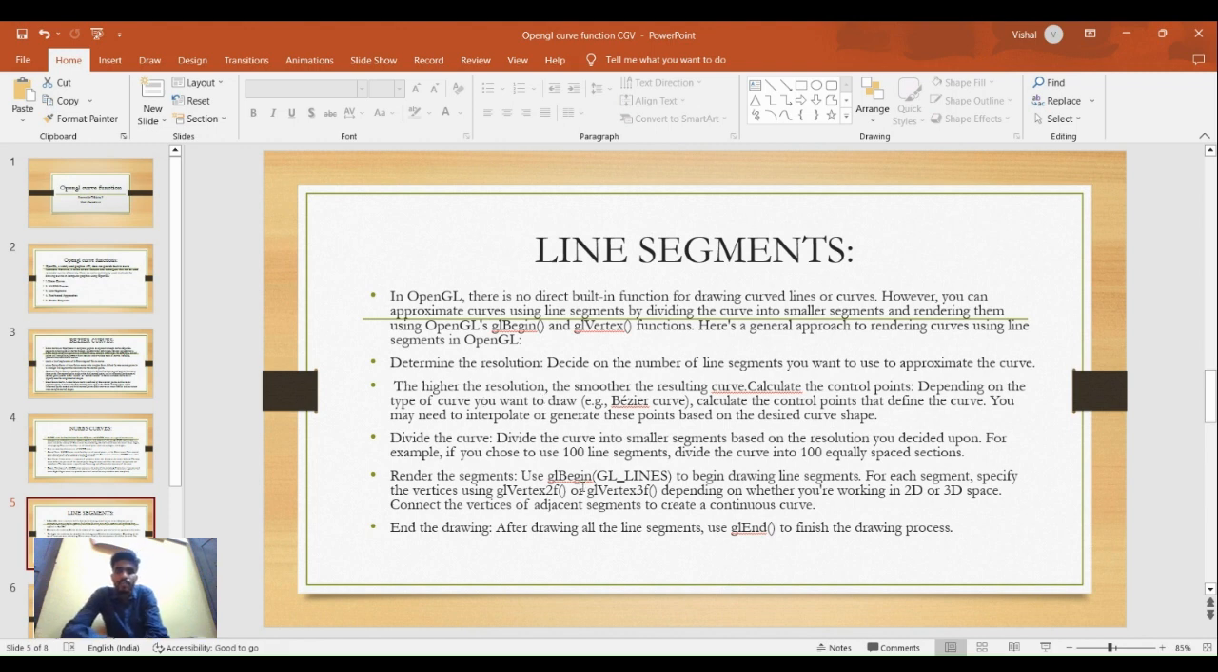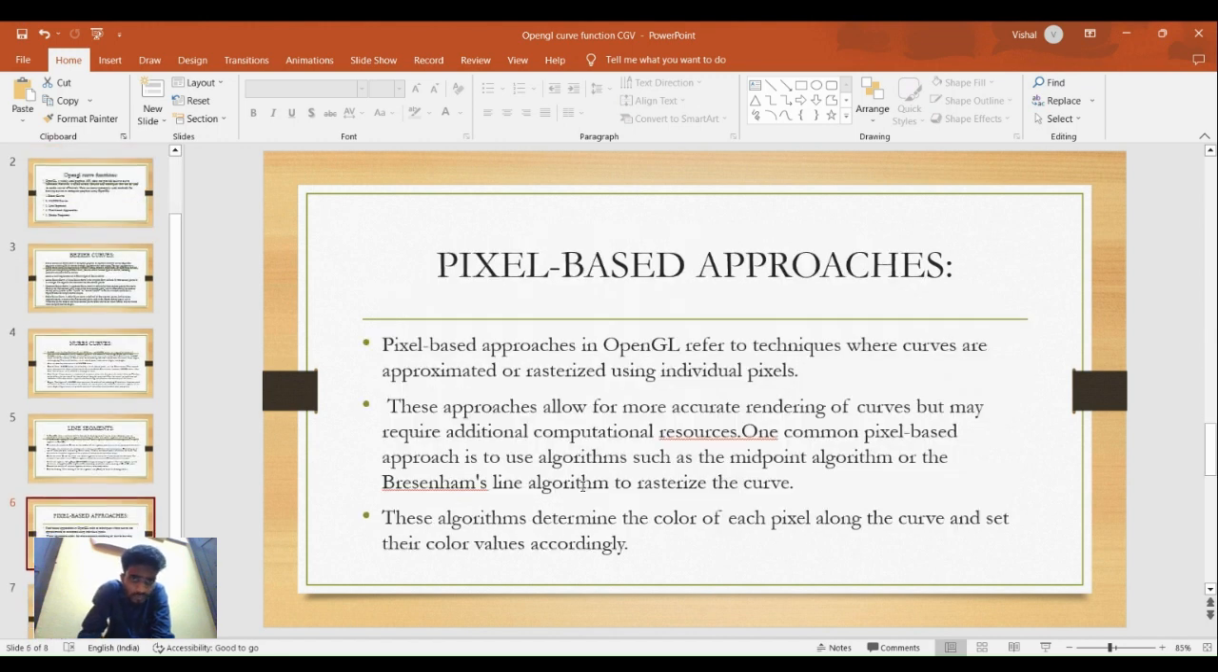Render the segments. Use GL_LINES to begin drawing line segments. For each segment, specify the vertices using glVertex2f or glVertex3f, depending on whether you are working in 2D or 3D space. Connect the vertices of adjacent segments to create a continuous curve. End the drawing. After drawing the line segments, use glEnd to finish the drawing process.